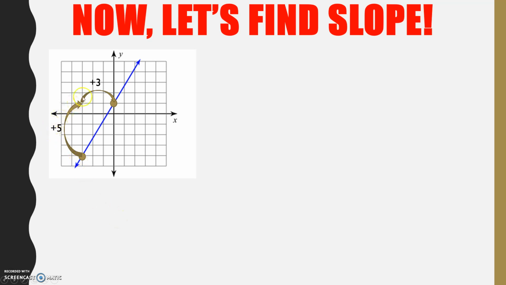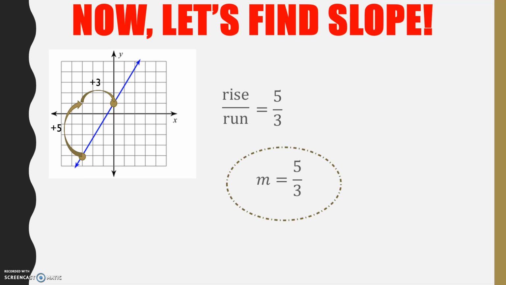So see how I'm using the positive 5 and positive 3? So like I said, we're going to use it as rise over run. So the rise in the upwards direction is a positive 5, and the run was left to right as 3. So our slope of this graph is m equals 5/3.